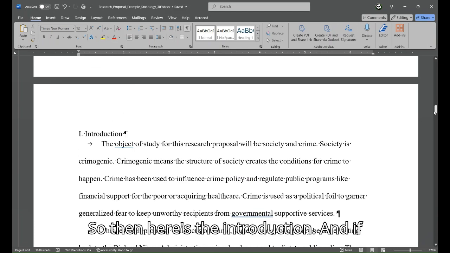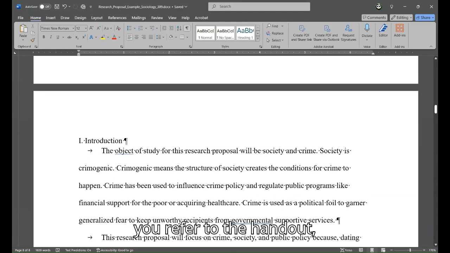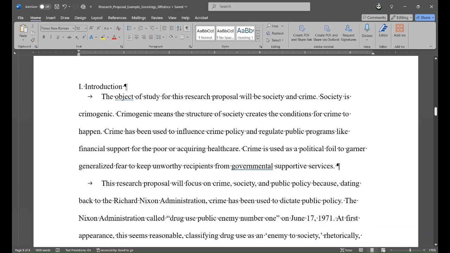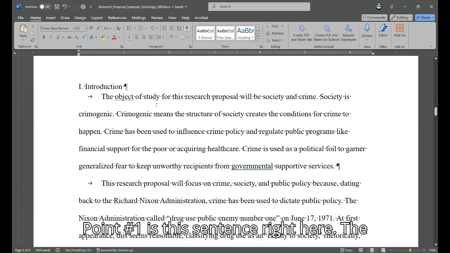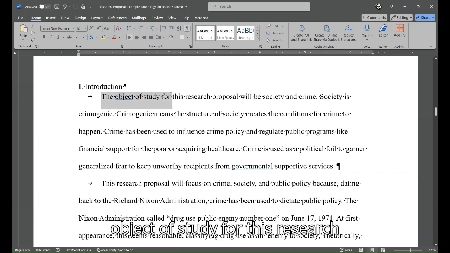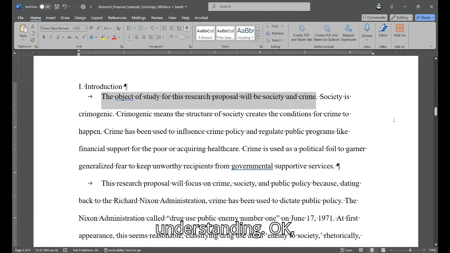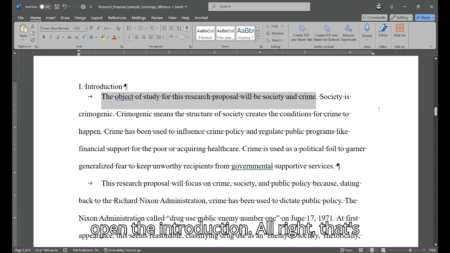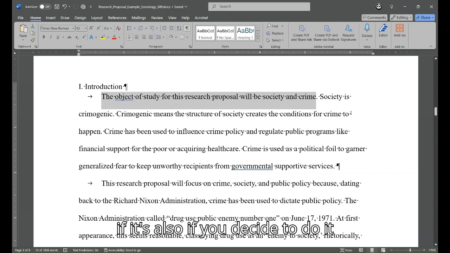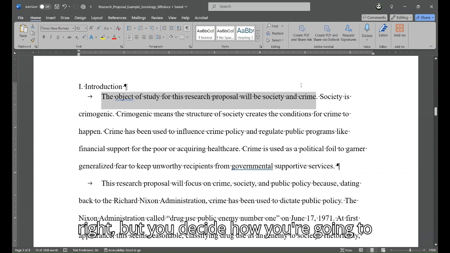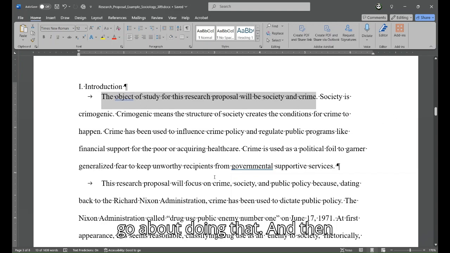So then here's the introduction. And if you refer to the handout, point number 1 is this sentence right here: The object of study for this research proposal will be society and crime. So this is the general category of understanding. And that's all you need to write to open the introduction. That's if you decide to do the introduction last or to do the introduction first. But you decide how you're going to go about doing that.